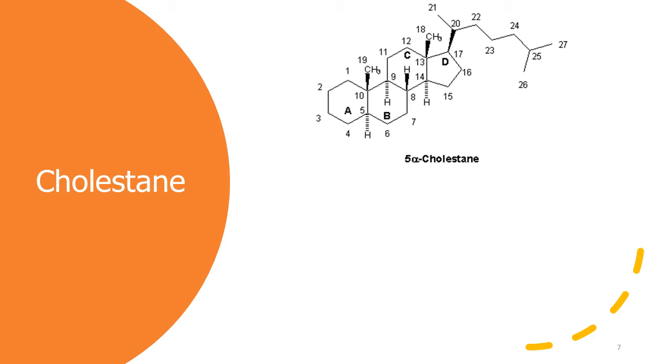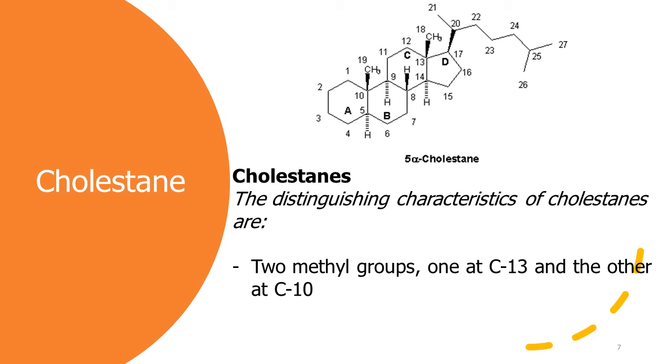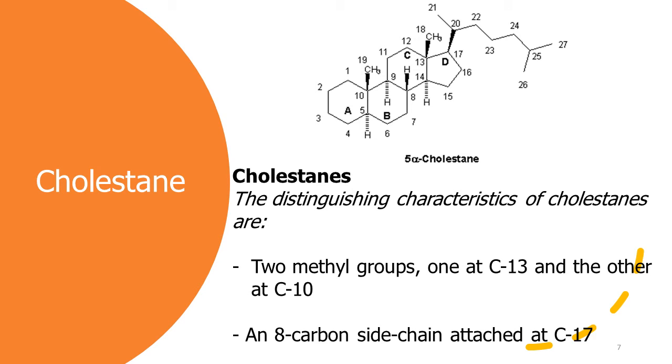Similarly, the ninth hydrogen is also alpha, then the eighth hydrogen is beta, 14th hydrogen is again alpha, 13th methyl again it is a beta, and 17 again it is a beta. So this is cholesterol. The distinguishing character of cholesterols are there are two methyl groups at C13 and C10 positions, and the 8 carbon side chain attached to the C17 position.